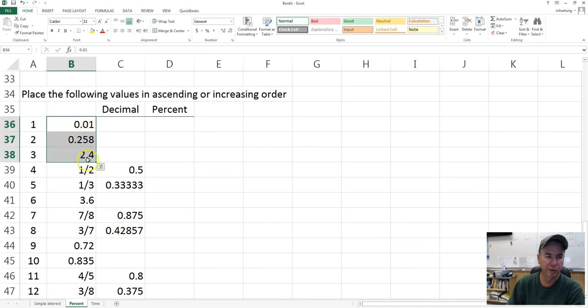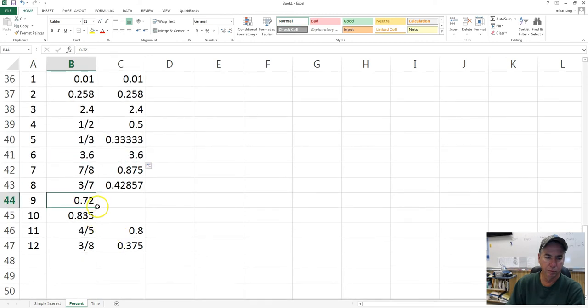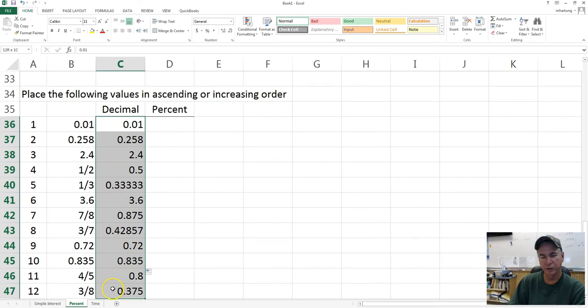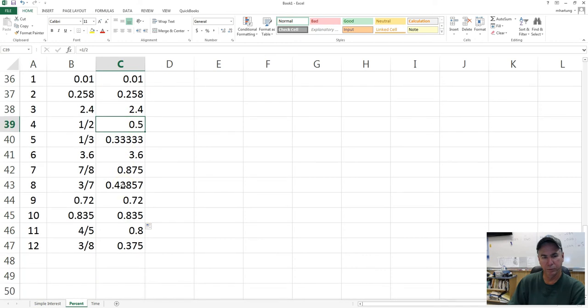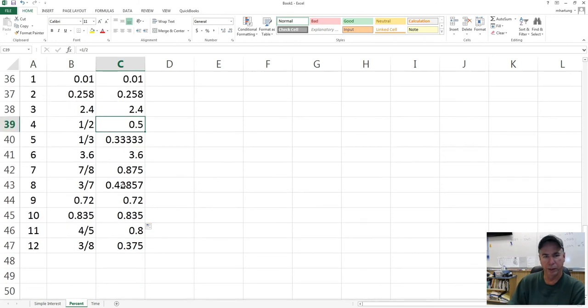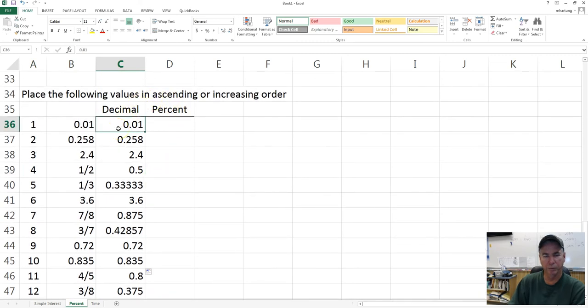Now, for the rest of these, we could just copy over these values. And then our last step is to convert them to percents. Right now, it would be a lot easier to sort these in increasing or ascending order. So take a guess, which one of those is the smallest value? Well, I'm going to guess this one right here. Let's find out. Let's convert that to a percent.